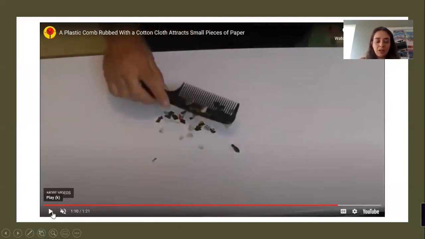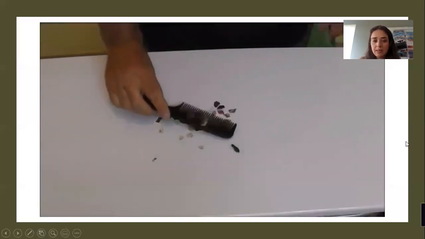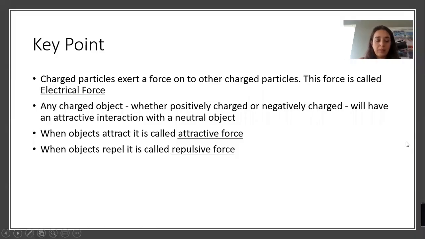Great. So hopefully that video was helpful to wrap up the second part of the reading. Now let's discuss the key points that we should have arrived at through your reading. Please take the next few minutes to write these down into your notebooks while we read them together. The first key point that you should have arrived at is: charged particles exert a force onto other charged particles. This force is called electrical force. So this is a definition for us.